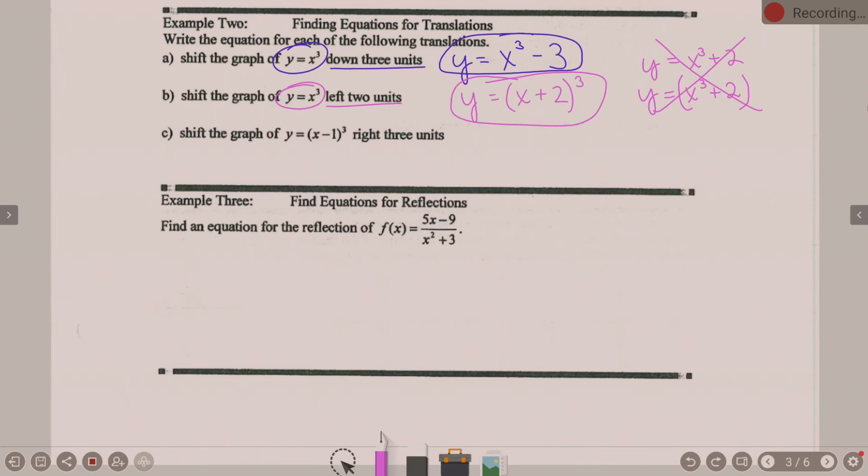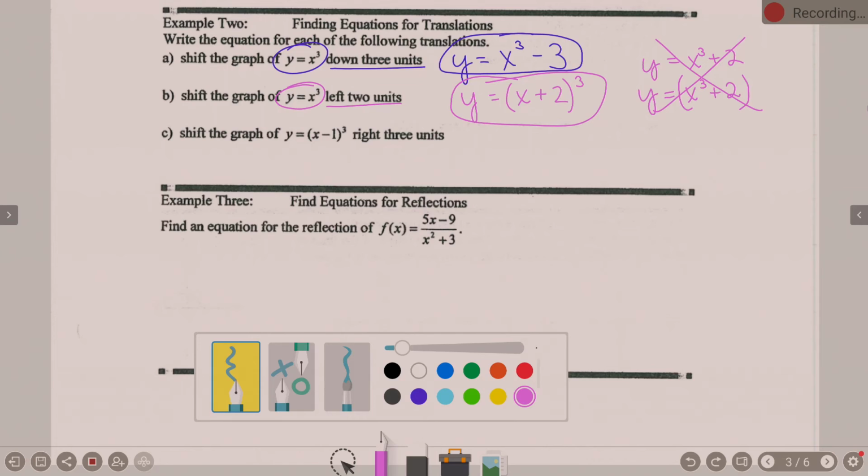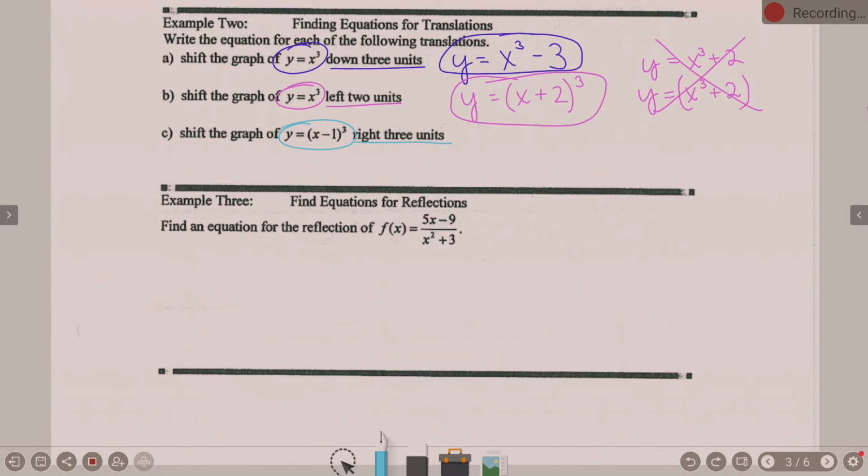Okay. And C. Shift the graph of y equals x minus 1 cubed right 3 units. Y equals x minus 4, and then the parentheses power 3. You guys agree? Or are you sitting there saying, why the heck did Craig just say 4? There's no 4 in this problem. So he said x minus 4 cubed, correct? How'd he get there?